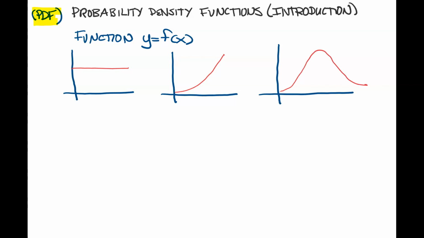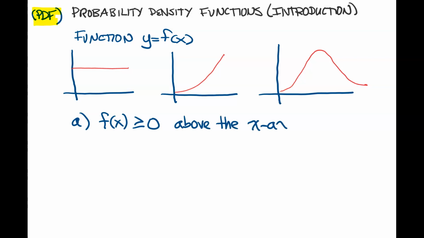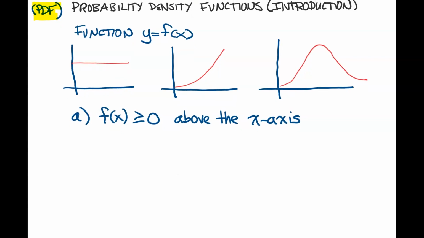Okay, so the first thing we know is it's a function, but there are some other conditions on this. A condition is that this function has to be positive. It's got to be above the x-axis. Each of these examples I've drawn here would meet that condition. So a PDF has to be a function, has to be above the x-axis, and then here's the tricky one.